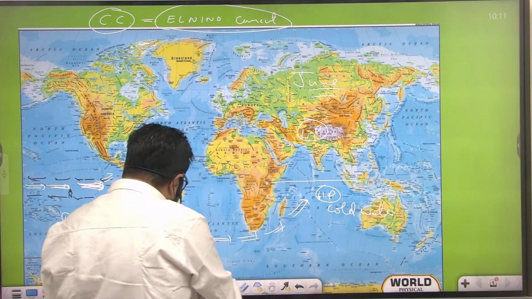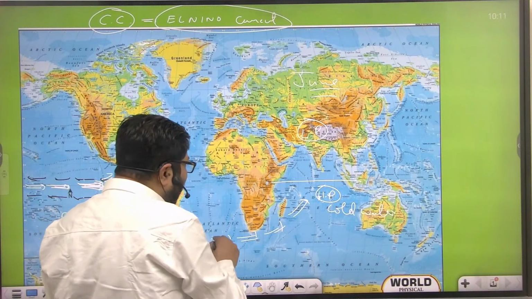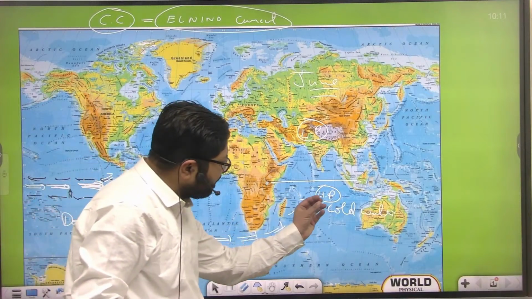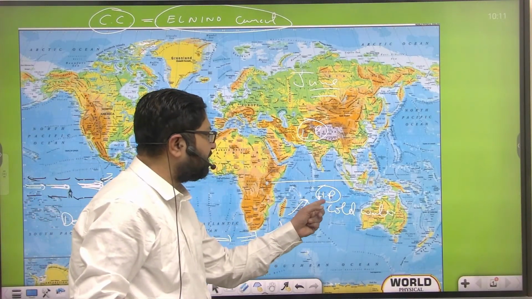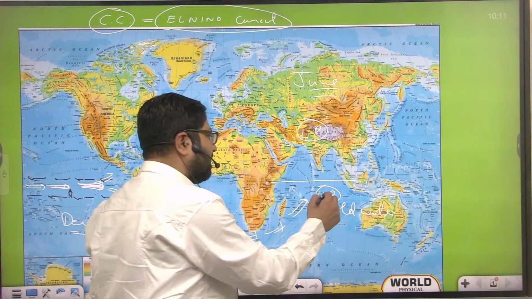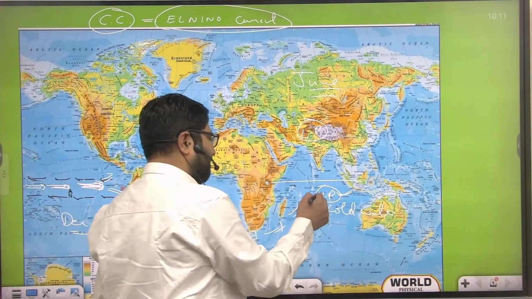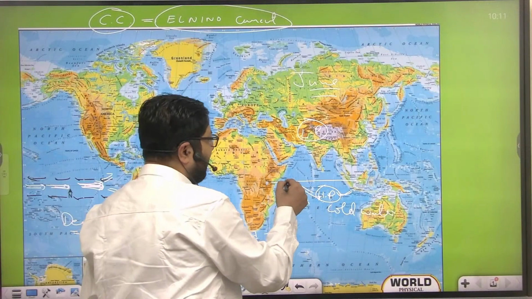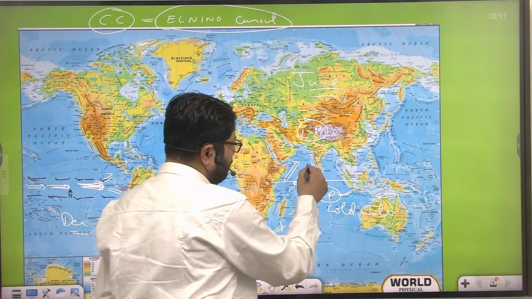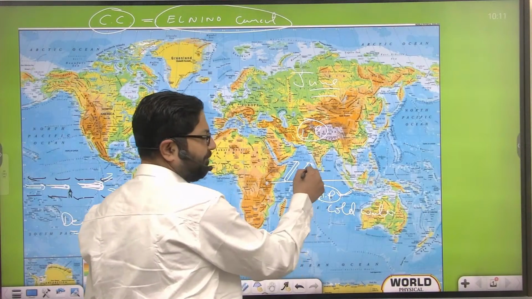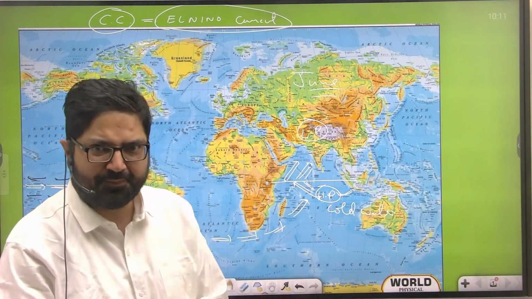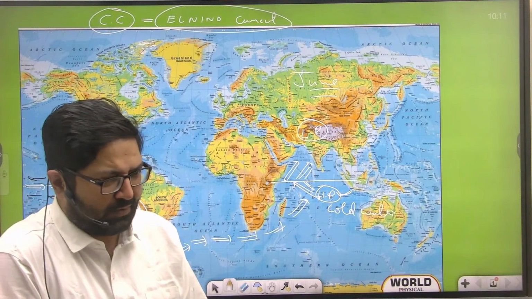This warm water of El Nino current reaches over here and warms up this water. When this southern Indian Ocean is warmed up, this high pressure lowers down, and when this high pressure lowers down, the southeast trades become weak, and southwest monsoon becomes weak. This is what is accepted in India, and you can write in UPSC.